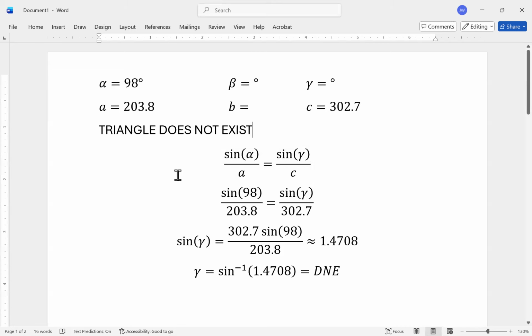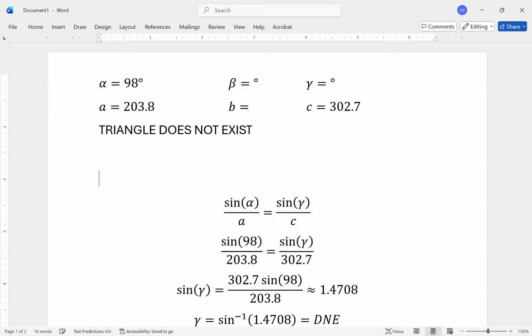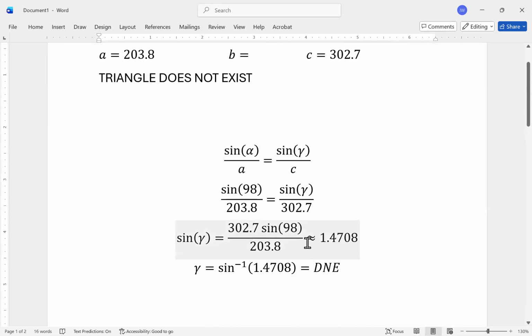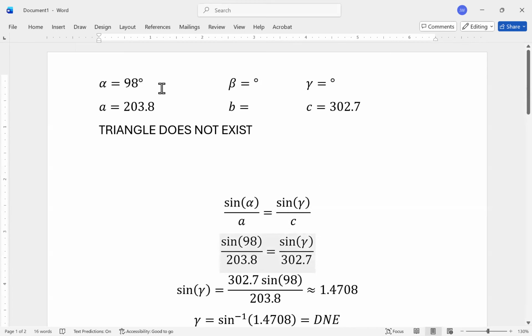There's no triangle with angle alpha being 98 degrees, side A being 203.8, and side C being 302.7. So there are some things that are just algebraically impossible. Now, for this example, we probably could have figured this out intuitively as well. Notice that alpha is 98 degrees. That means alpha is an obtuse angle.